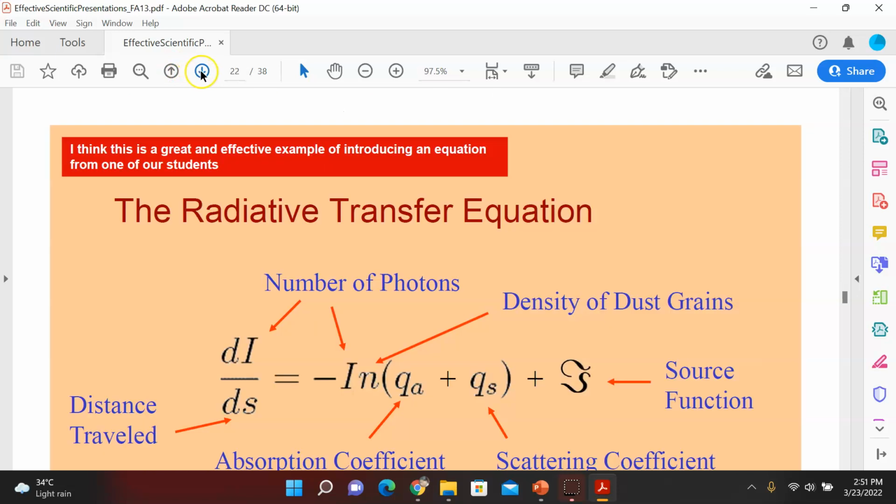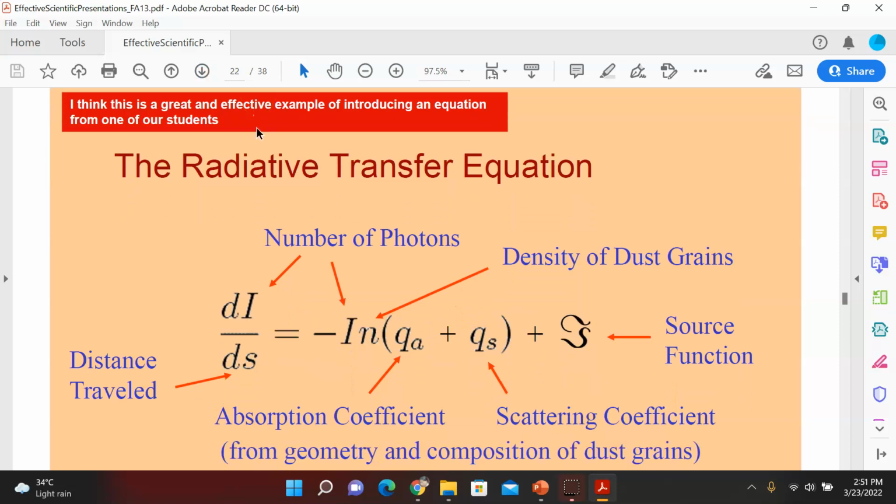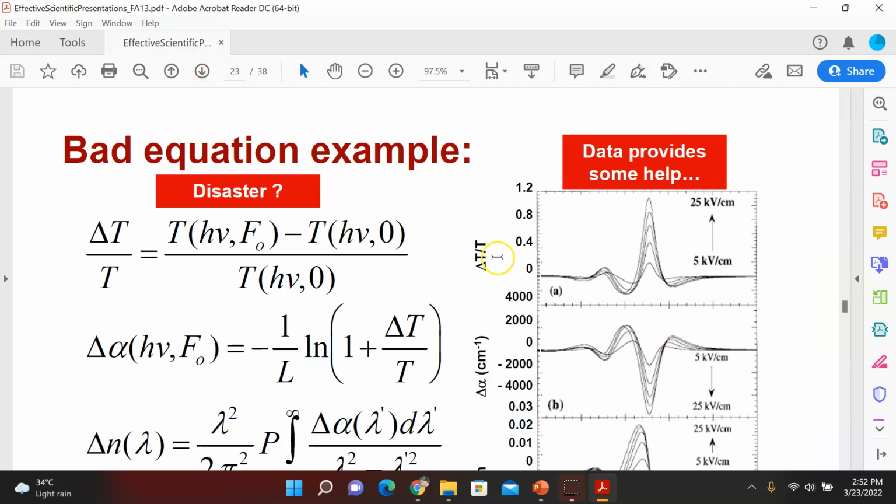Right. Again, here again, as you can see, he's putting all these things here to explain what all these symbols mean. So that is actually a good way of doing things. But sometimes you have to spend a lot of time to do this. Okay, but again, if you really want to make your seminar presentation effective, then these are the things that you should try to do. Here's a bad equation example without any explanation at all.